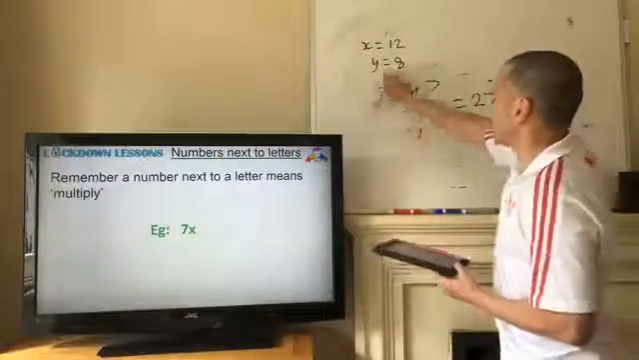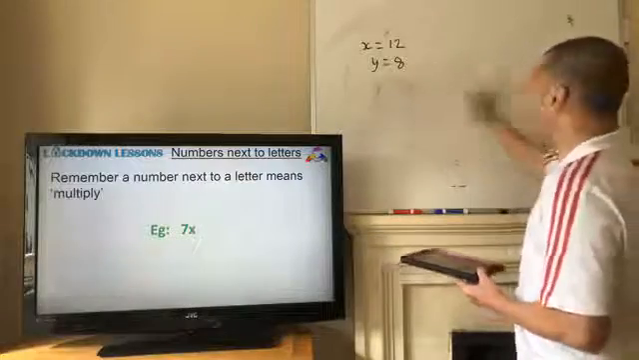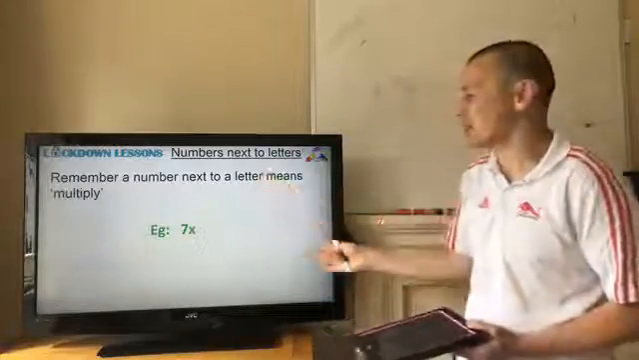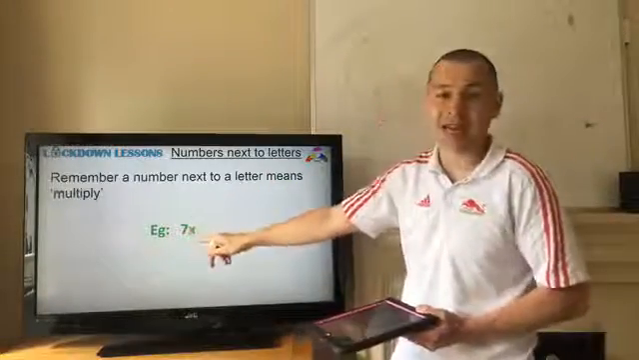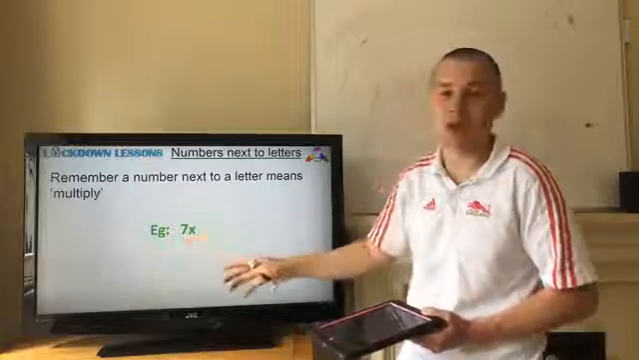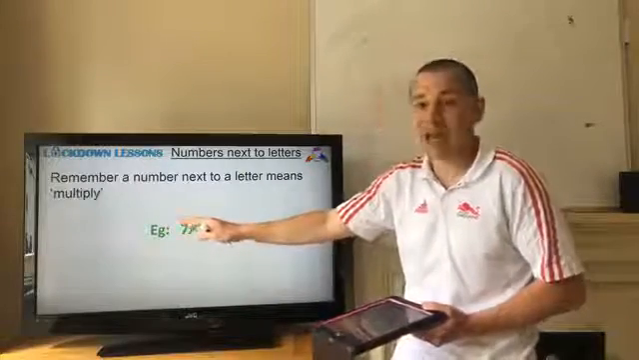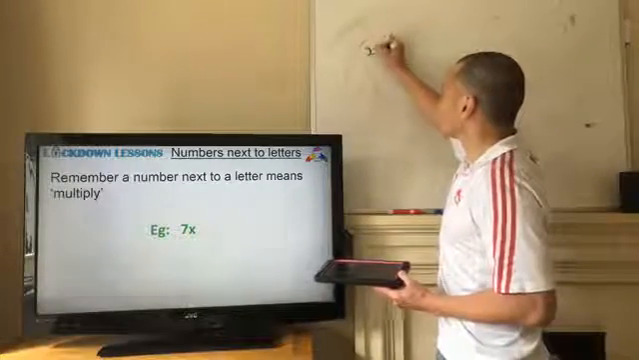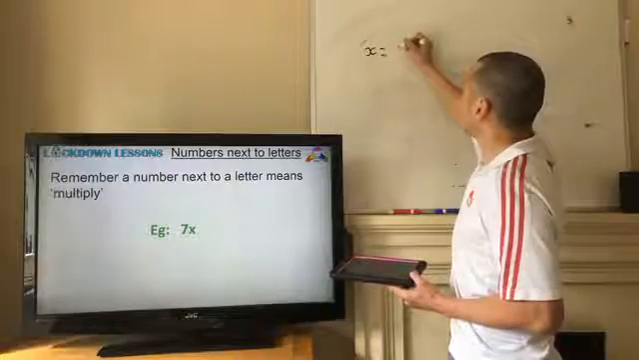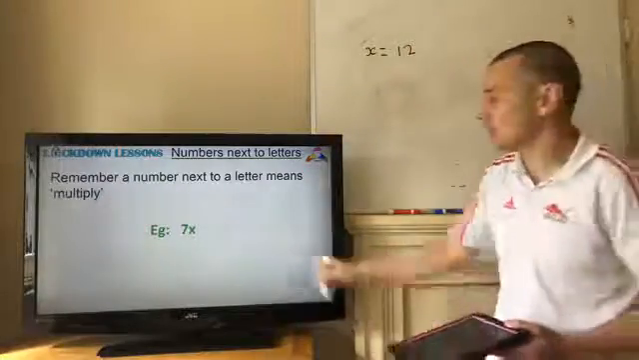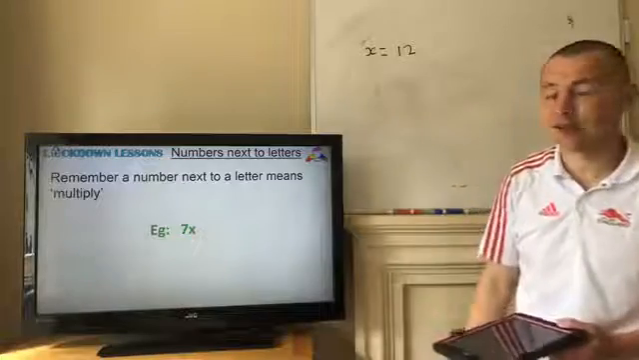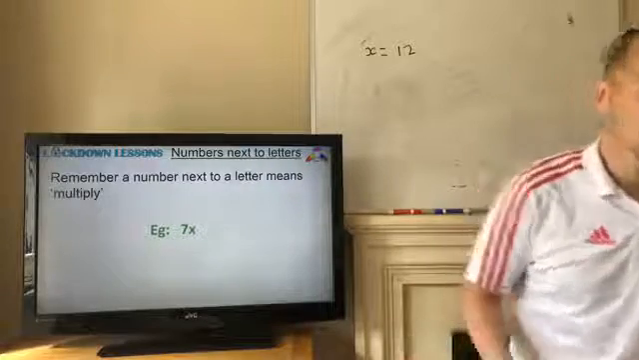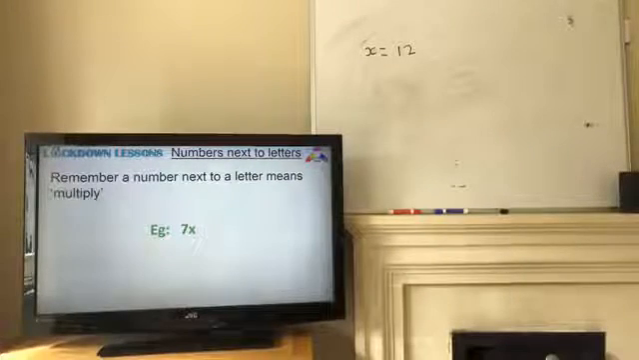So, really important, when you've got a letter next to a number, it means multiply, it means times. This means 7 times x. You can even write a little times sign between them if you want. This means 7 times x. Okay? So, if I told you that x equaled 12, what is the value of 7x? Remember, it means multiply. Post that on the chat as well, please. Okay. Yeah, I've done my first.